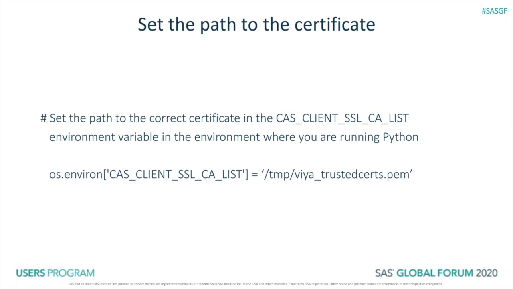This error can be alleviated by setting the path to the correct certificate in the CAS client SSL CA list environment variable in the environment where you are running Python. The path indicated here is a client-side path, so the certificates are typically copied to the local directory from the SAS Viya system.